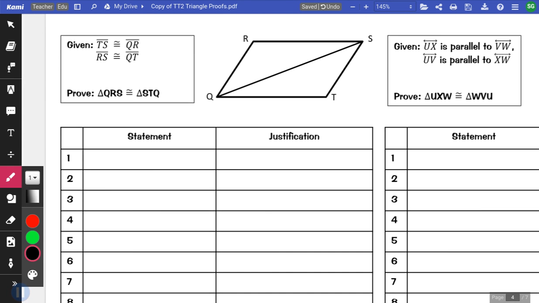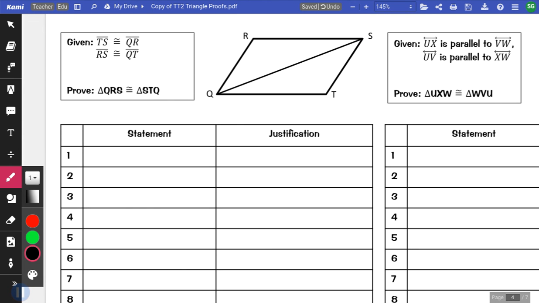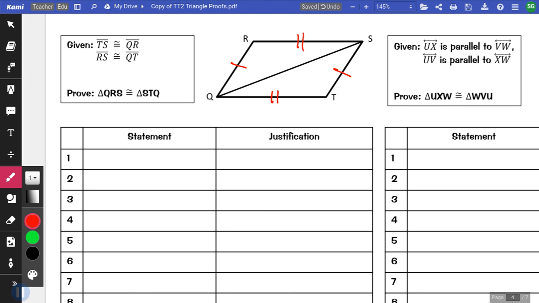Okay, the next one we're going to do is this one. We're going to mark things together, and again, I want you to try to walk it through on your own. So we have TS congruent to QR, RS congruent to QT. Looking at it, what else is congruent that you know for sure? Well, this QS is shared. So there's your setup. We only have sides marked, so it's going to be a side, side, side proof. So I want you to work through the proof on your own. Pause the video now.